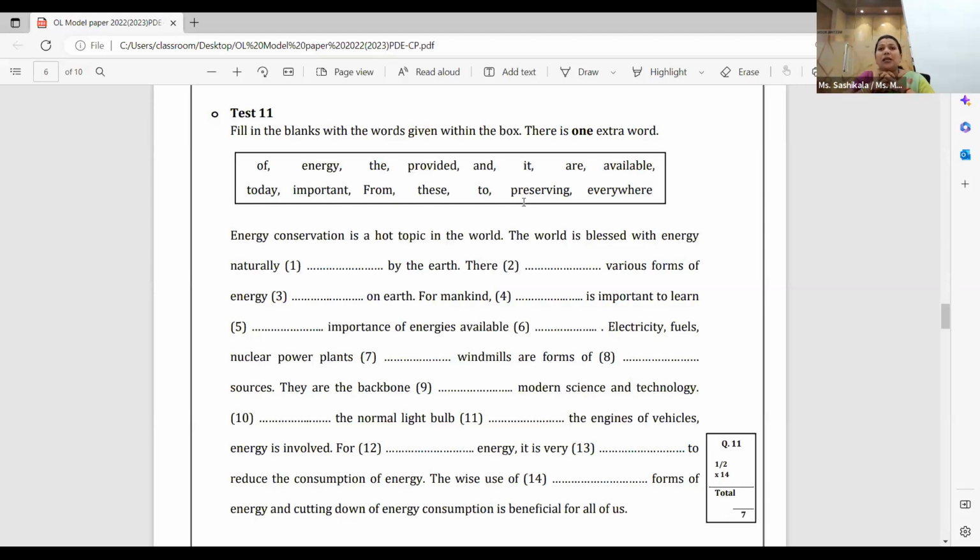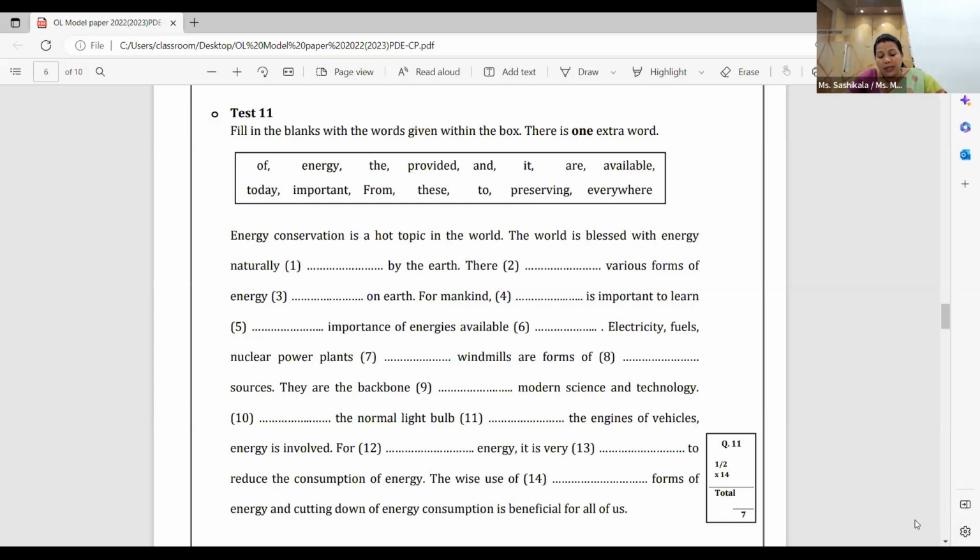We always use an adverb with a verb, an adjective with a noun. So if you can remember these simple things, it will be very easy for you to fill these blanks. So let's see what the answers are. Energy conservation is a hot topic in the world. Always remember, when you fill a word in a sentence, read the previous and the following word for you to get the appropriate or rather a correct word. Energy conservation is a hot topic in the world.